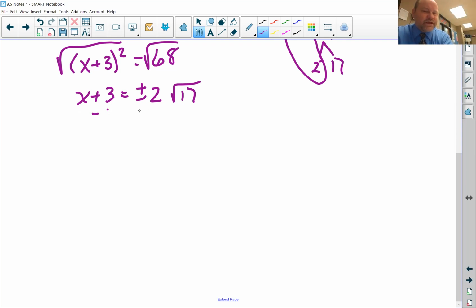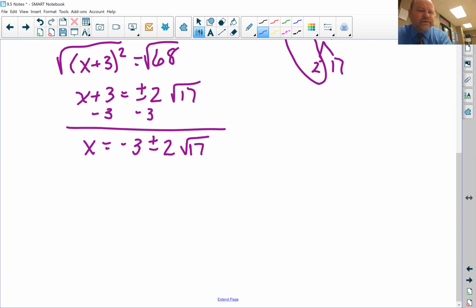Subtract 3 from both sides. And we get our solution. And remember, there are two solutions here. The one solution would be when we take -3 plus 2 times the square root of 17. The other solution would be -3 minus 2 times the square root of 17.